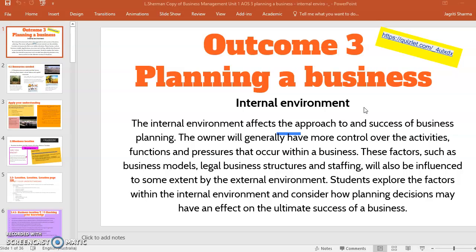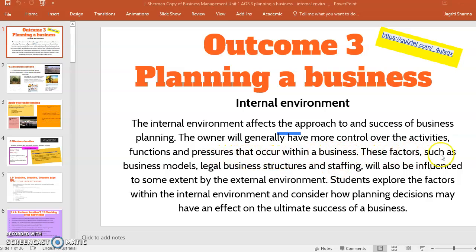The internal environment affects the approach to and success of business. The environment of a business affects the success of the business planning. The owner of the business will generally have more control over the activities. In the external environment, the business does not have a lot of control, but in the internal environment they can set up the activities and do whatever they like in the business. These are the activities, functions, and pressures that occur within a business.